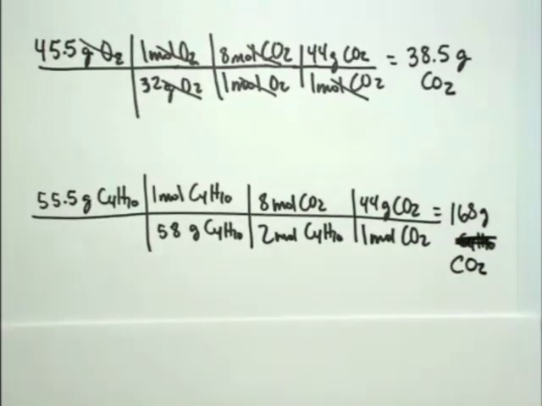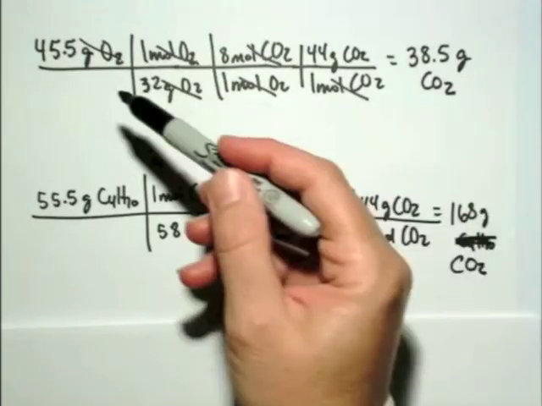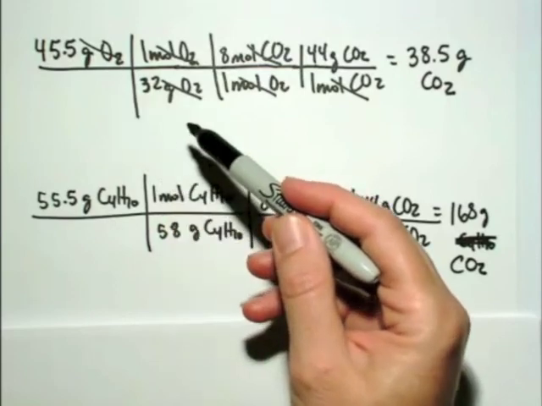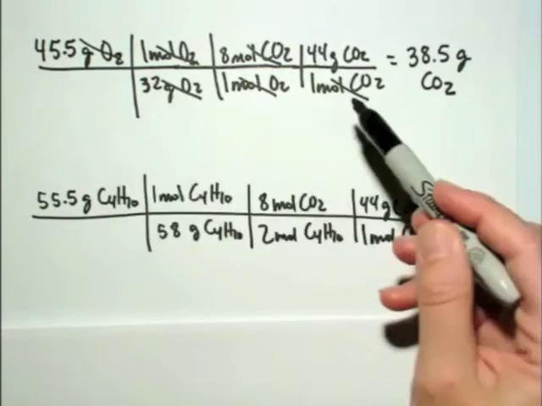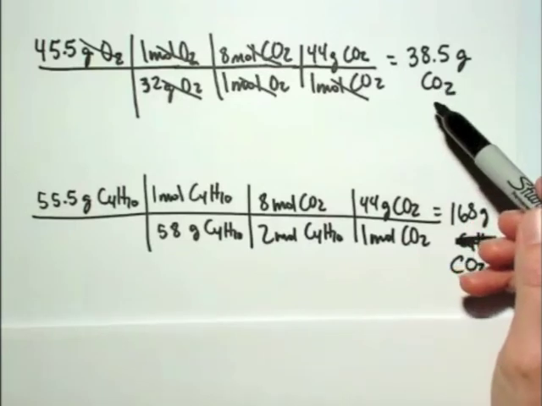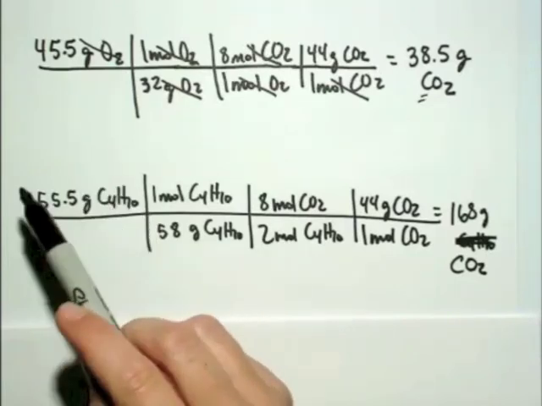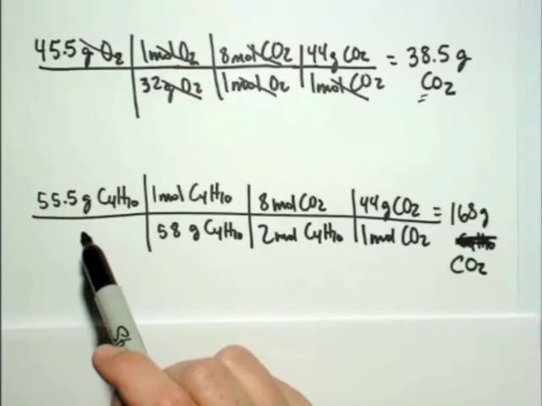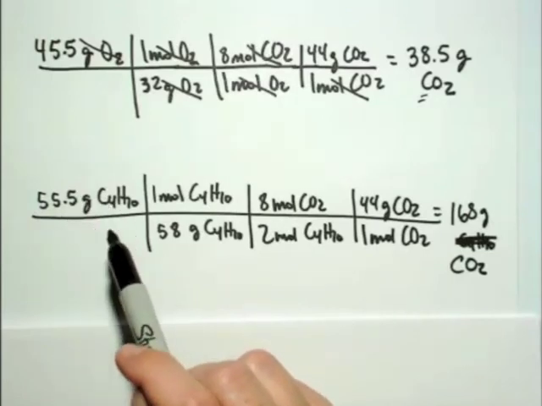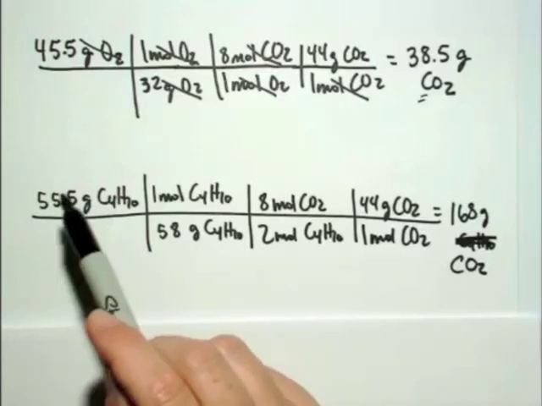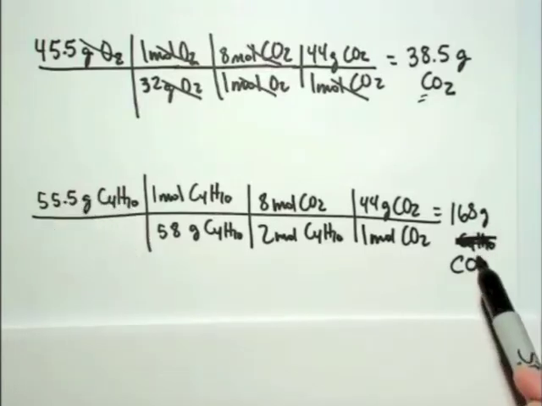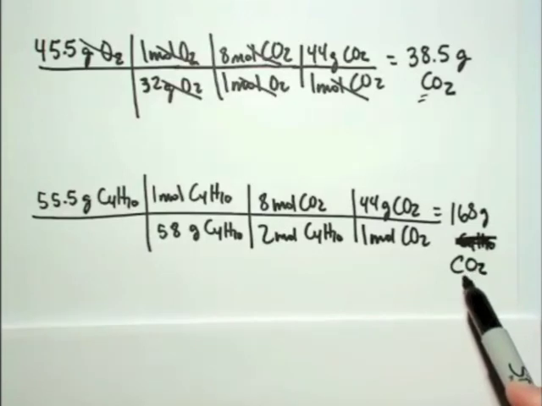But we know that what this tells you is that when you work it this way, when you say I have 45.5 grams of oxygen, you assume you have plenty of butane to react away all that oxygen. You'd get 38.5 grams of carbon dioxide because the carbon in the carbon dioxide comes from the butane. In this case, when you work it this way and you say, okay, I'm starting with 55.5 grams of butane, you must assume that you have plenty of oxygen around to react away all that carbon in that amount of butane, because the oxygen in the carbon dioxide comes from oxygen. The carbon comes from butane. And in this case, you would predict that you'd have 168 grams.